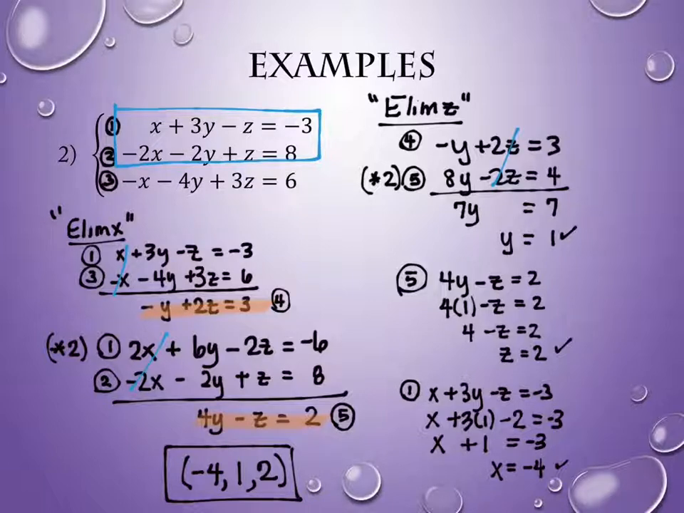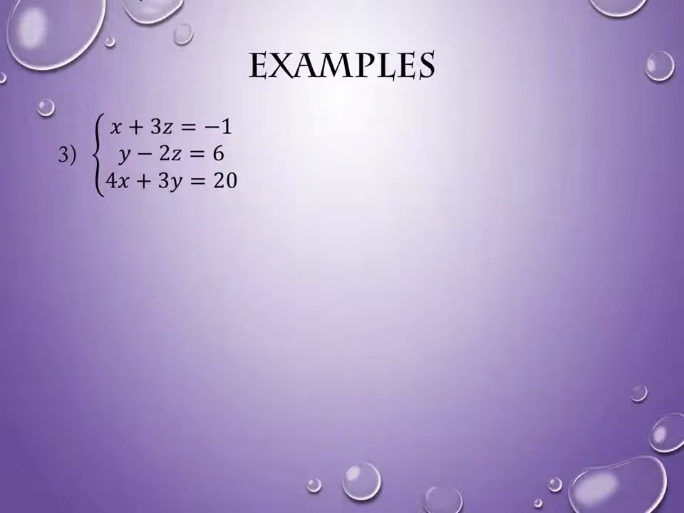All right, I have one more example in this lesson, because I wanted you to see what happens when you have three equations, but they have a mixture of x's, y's, and z's. They don't have all x's, all y's, and all z's like the last one, but they aren't quite as straightforward as that first one where we could just solve for each equation individually. That one was really friendly. This one's kind of a mix of those two. I have x plus 3z equals -1, y minus 2z equals 6, and 4x plus 3y equals 20.